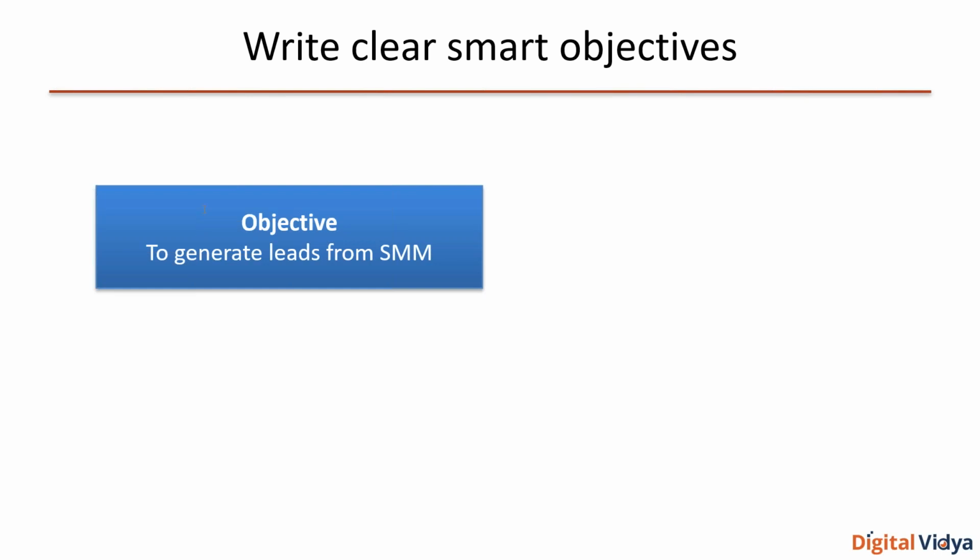Okay, is this measurable? Does it say how many leads? Do you want 100 leads? Do you need 500 leads? Is it clear? Is this objective measurable? Let's say you say I want to get leads. Six months later you got 2 leads. What do you hold yourself accountable to? To 2 leads?